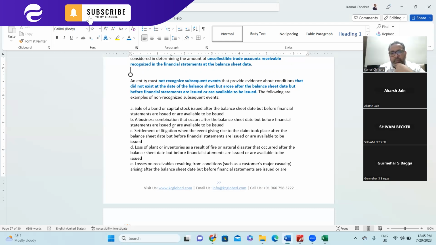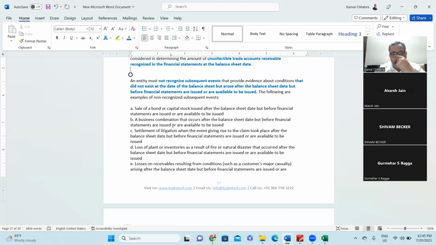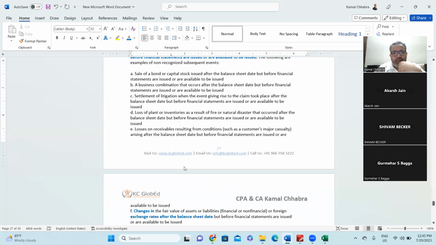An entity must not recognize a subsequent event that provides evidence about a condition that did not exist at the balance sheet date but arose after the balance sheet date but before the financial statements are issued or available to be issued. For example, sale of bonds. That means on January you have issued additional equity shares, right? So that additional equity share did not exist at the balance sheet date. Hence you are not recognizing anything at the balance sheet date because it's a fresh development, right?